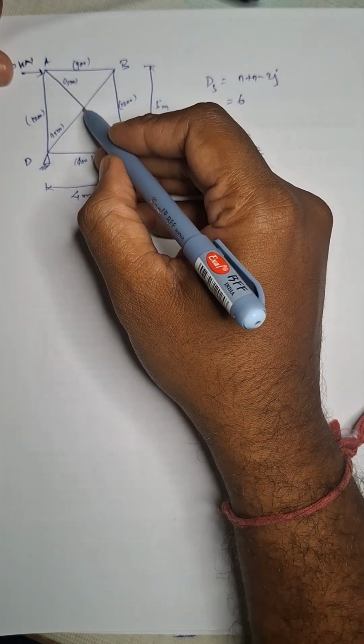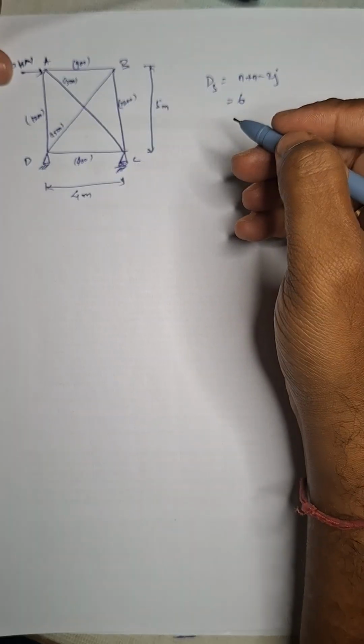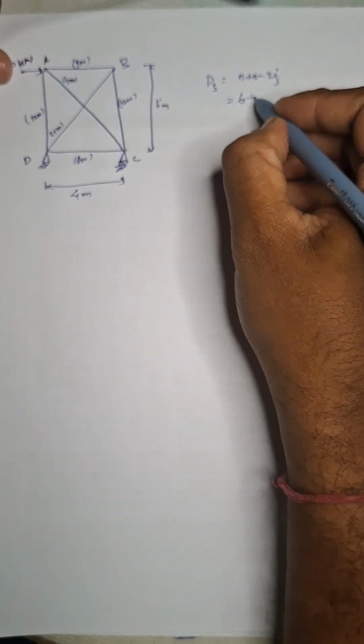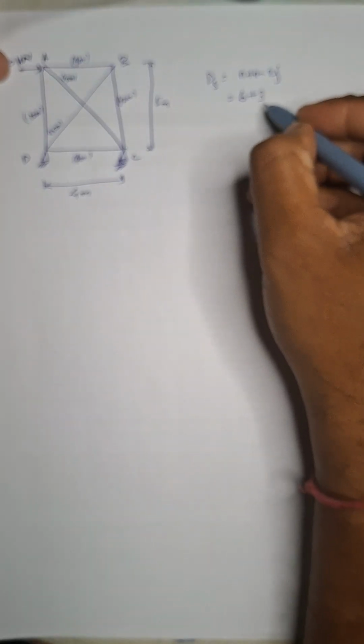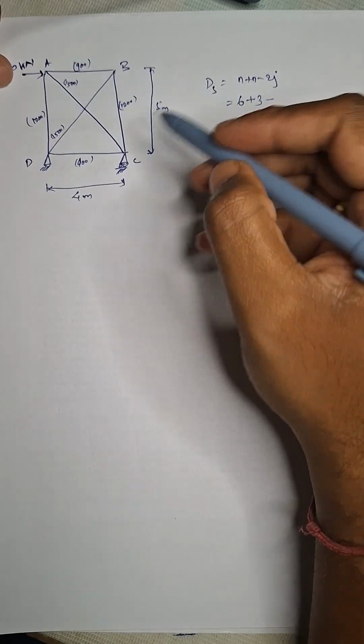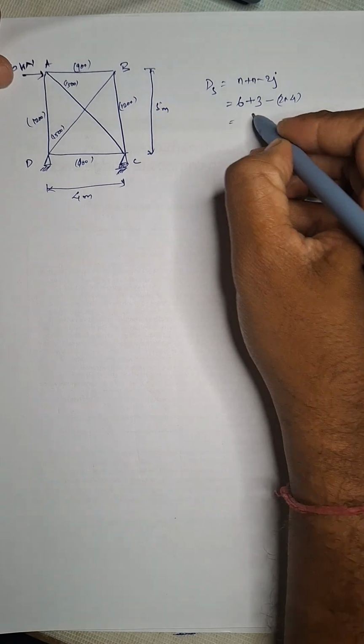If this joint is not named in the question, then this cannot be considered as a joint. Plus r, number of reactions is 2 plus 1, 3. So 9 minus 2 into joints 1, 2, 3, 4. So 2 into 4 is 8, and the degree of indeterminacy is 1.